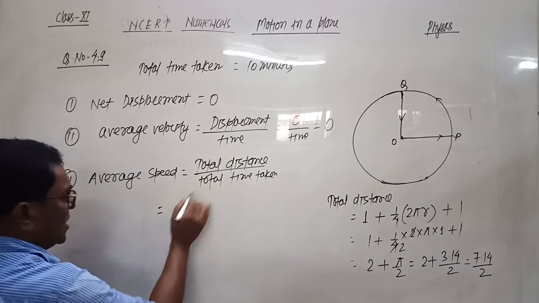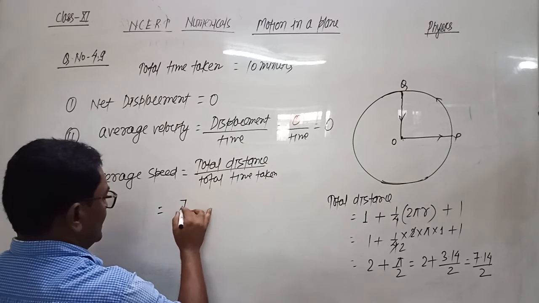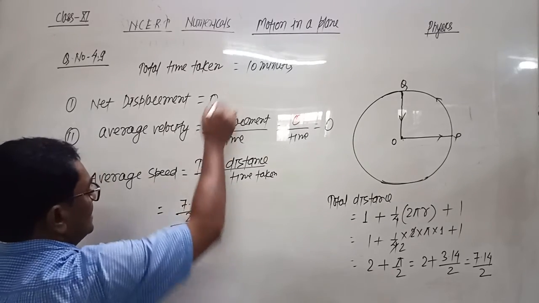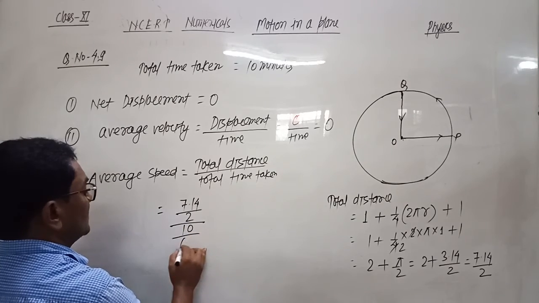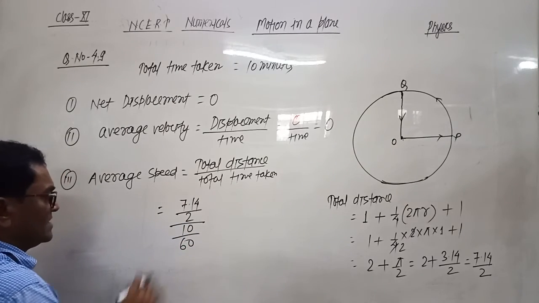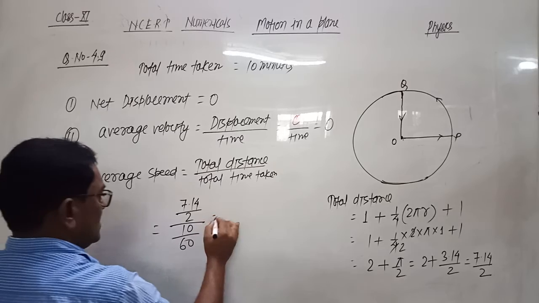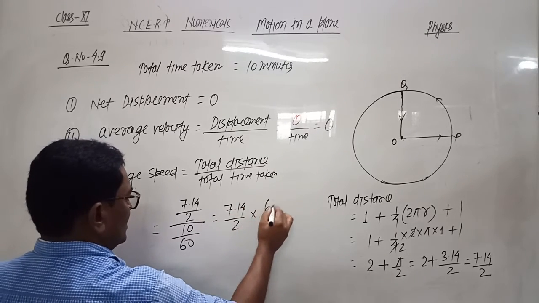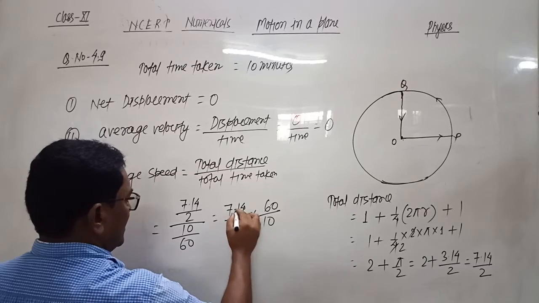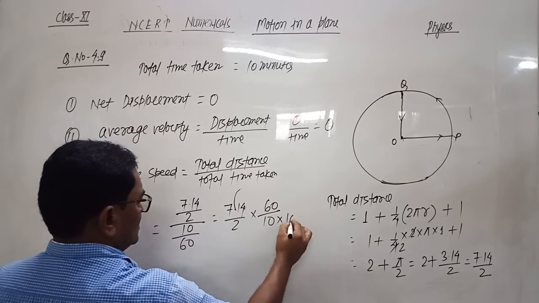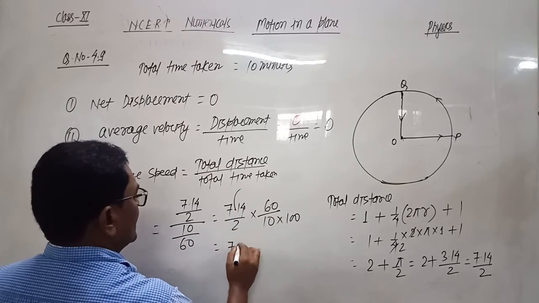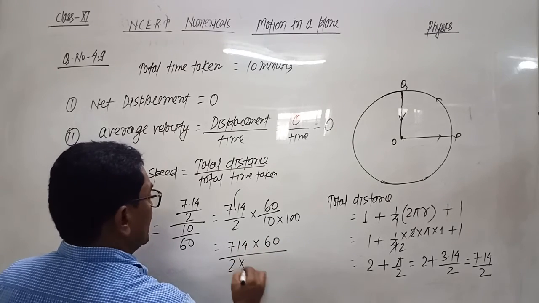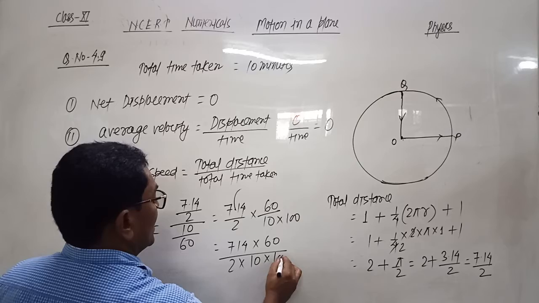So we use the formula with total distance 7.14 upon 2, and time is given in minutes. We have to convert it to hours, so 10 by 60. So 7.14 upon 2 into 60 upon 10. We remove the decimal, so here comes 100. So 714 into 60 upon 2 into 10 into 100.